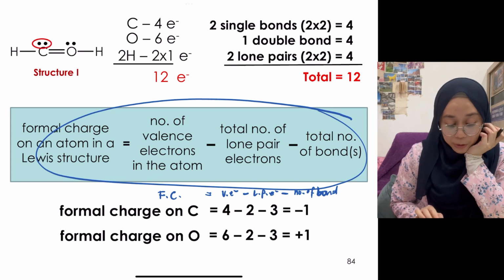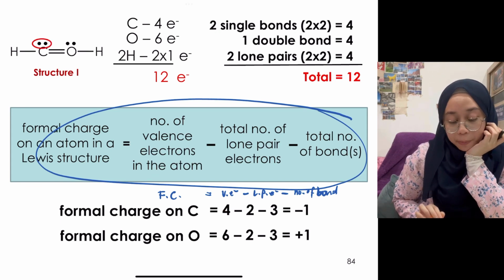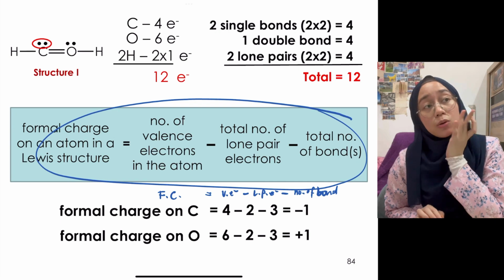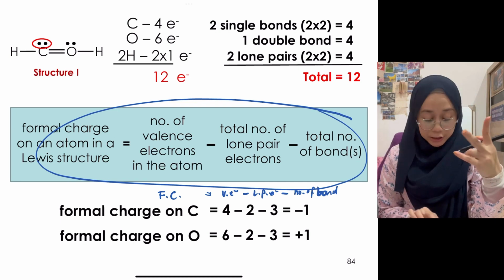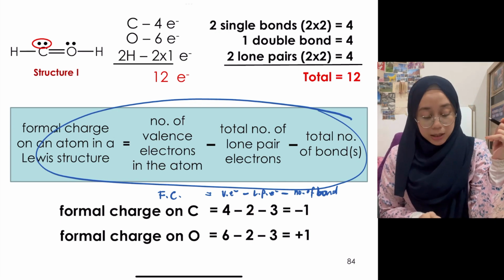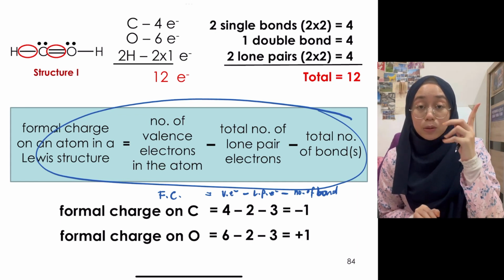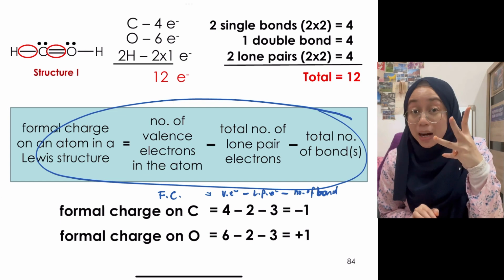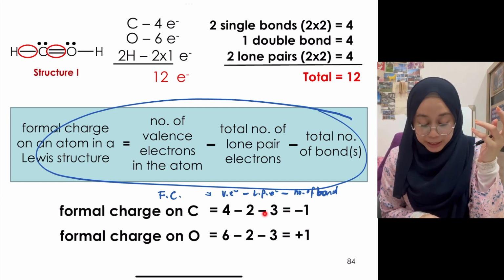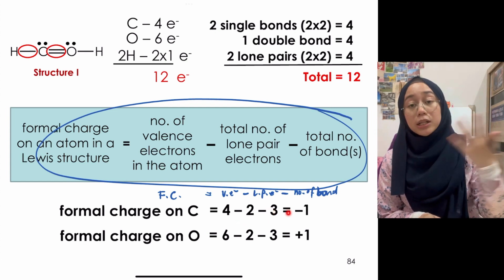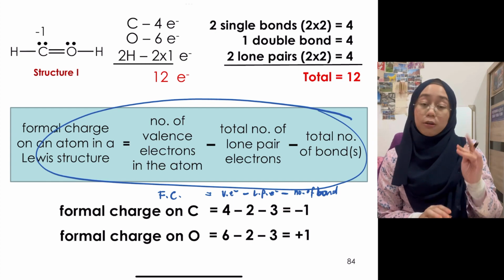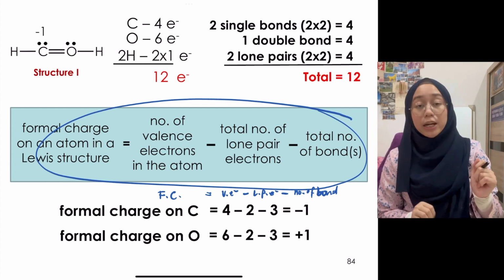Okay, so kamu tengok dekat carbon tu pula, dia ada lone pair tak? Ada, dia ada satu lone pair. So satu lone pair bermaksud ada 2 elektron. Sebab tu ni ada tolak 2 kat sini. Okay, and then at the same time ada 3 bond in total sekeliling carbon. Satu single, 2 double. So in total ada 3 bond kan. So sebab tu inilah yang datang 3 kat sini. So 4 minus 2 minus 3 kita dapat -1. So basically formal charge for C adalah -1.